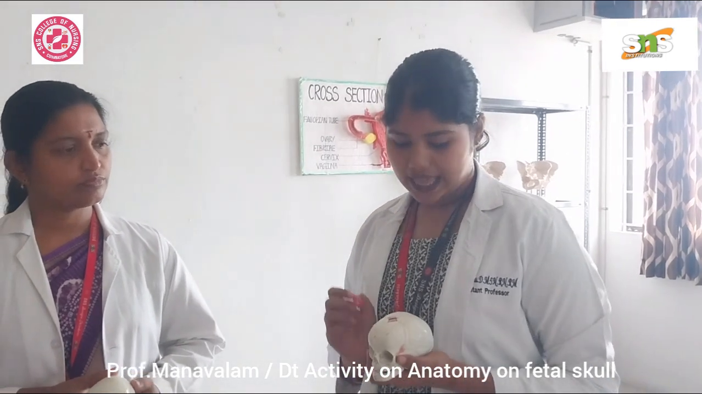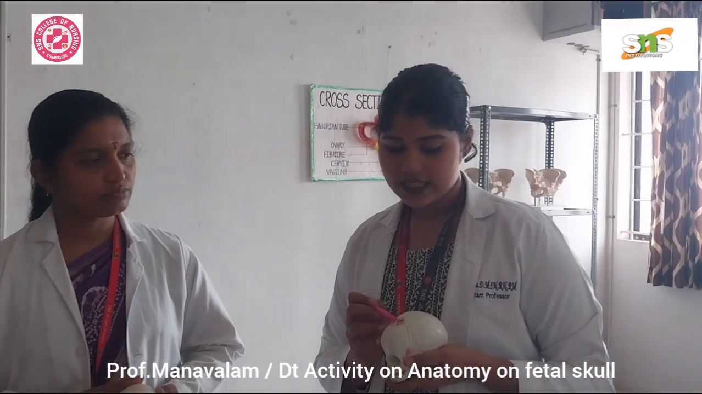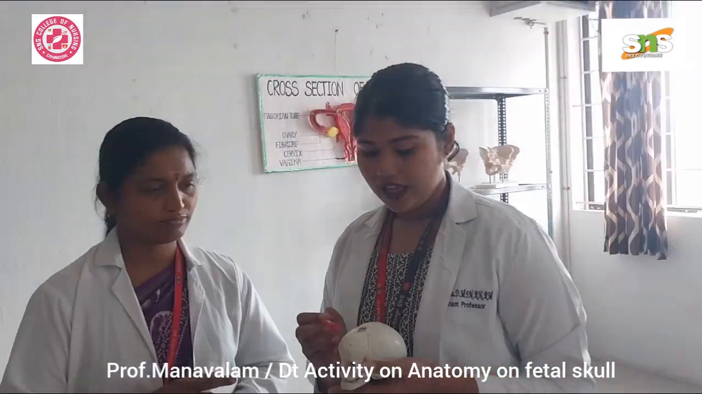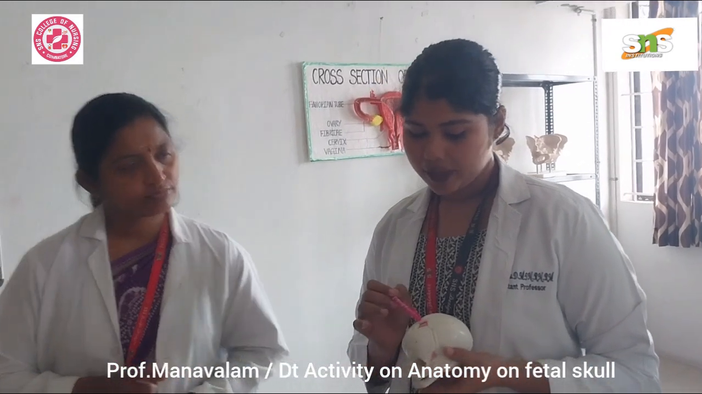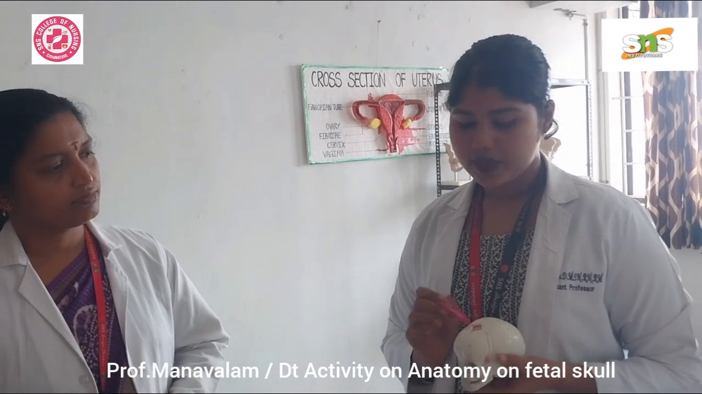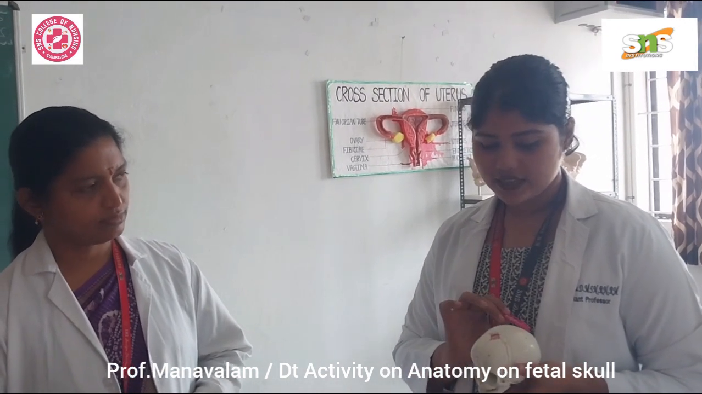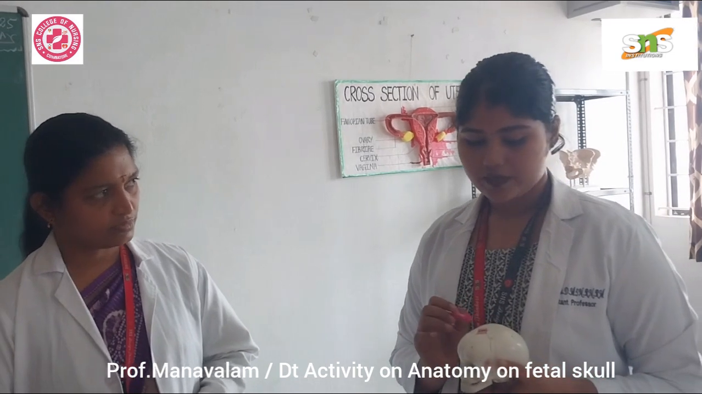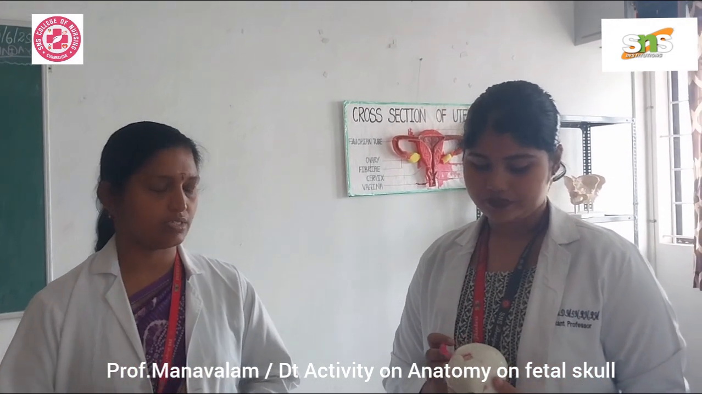Sutures are the cranial joints that separate the bones. Then going to fontanelles. This is the anterior fontanelle. It is diamond shaped. It is also known as bregma. It is a junction between the frontal suture, coronal suture and sagittal suture. It closes at 16 to 18 months of age.